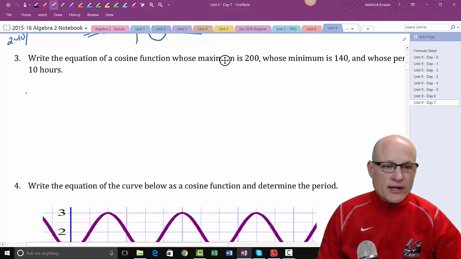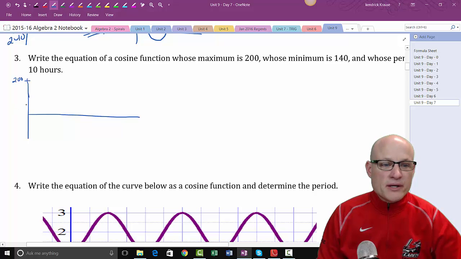So basically, here's what we got. We want the maximum to be 200. We want the minimum to be 140. And it's got to start at a max, and end at a max.